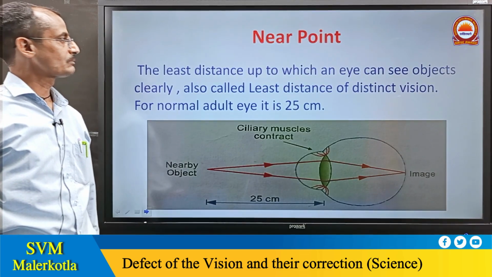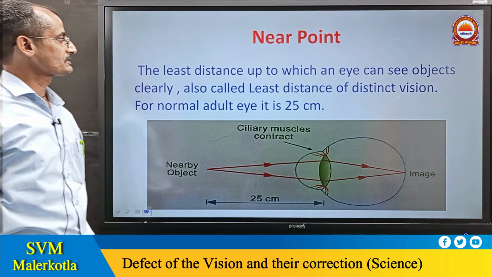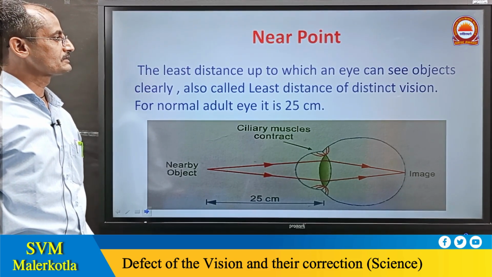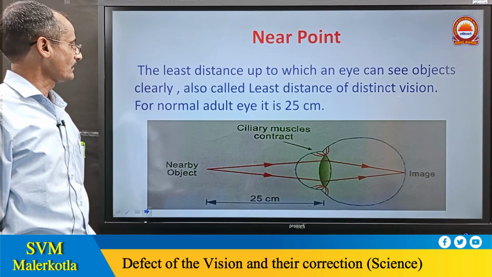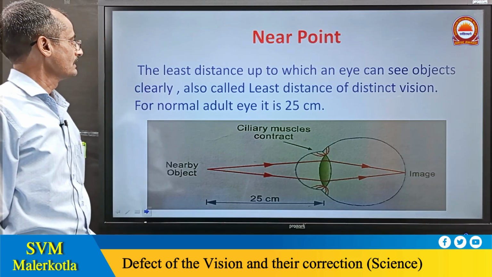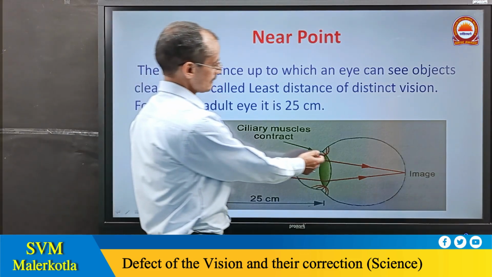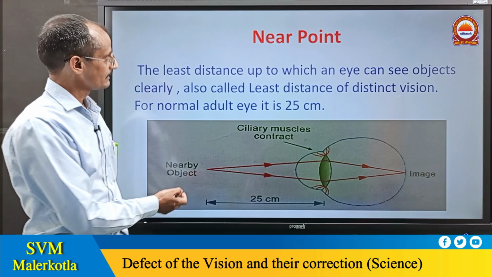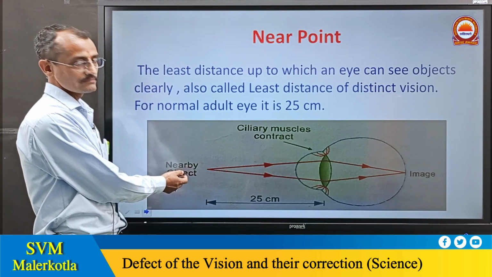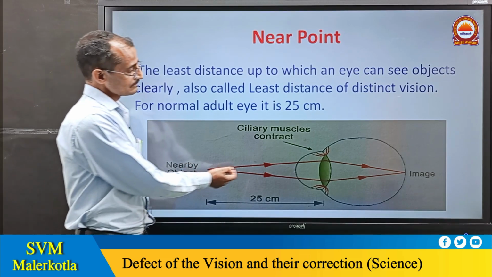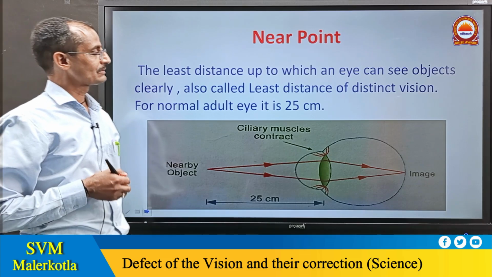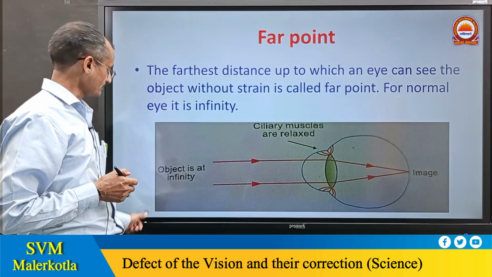Next, what is near point? The least distance up to which an eye can see an object clearly, also called least distance of distinct vision, and for a normal adult eye it is 25 centimeter. So say this is the eyeball. Now here the distance is 25 centimeter for an adult. This is the distance from the lens, and it is also known as least distance of distinct vision.